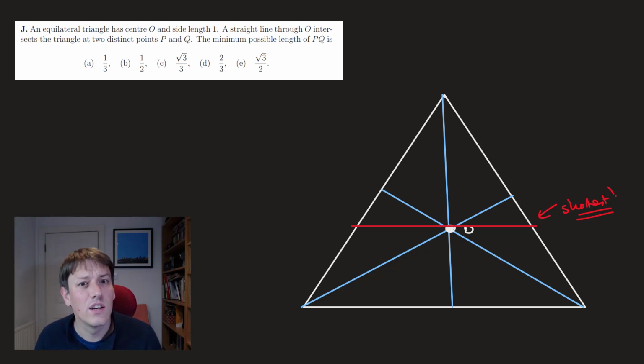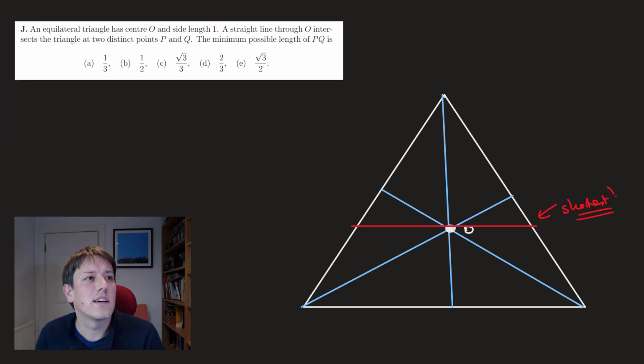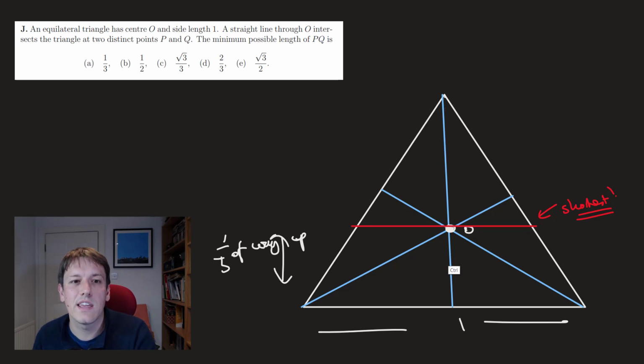Now the question is then, well, what is the length of this line? And again, a really simple scale factor argument can tell us this. This length on the side here is 1. The centre of the triangle is like 1/3 of the way up the triangle. I'm not saying it's 1/3 of a unit up, I'm saying it's 1/3 of the way along this line here.